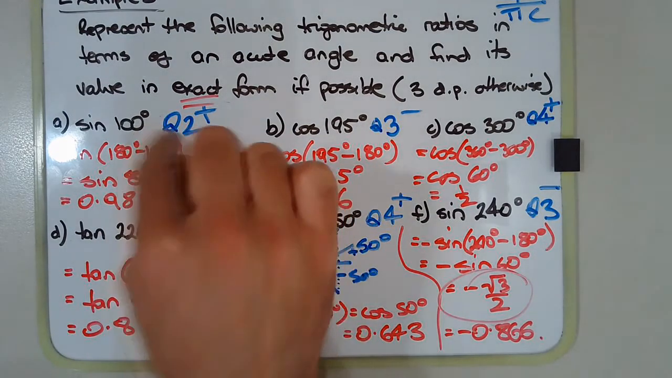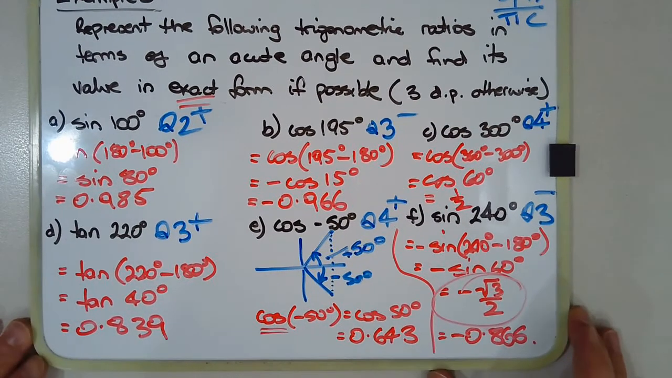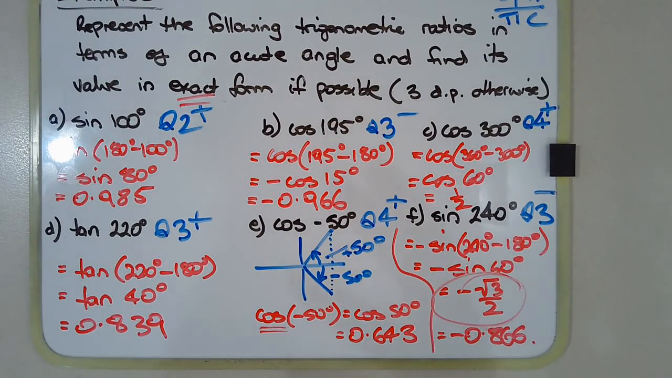As long as you know which quadrant the angle lies or was in originally, and you maintain the positive or negative nature of that trig ratio.